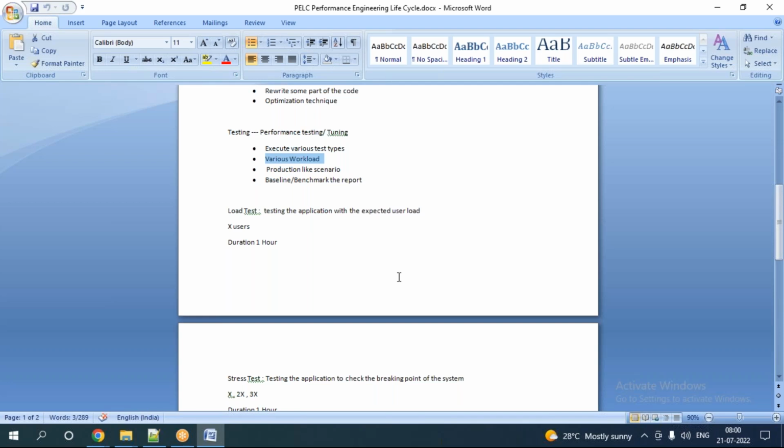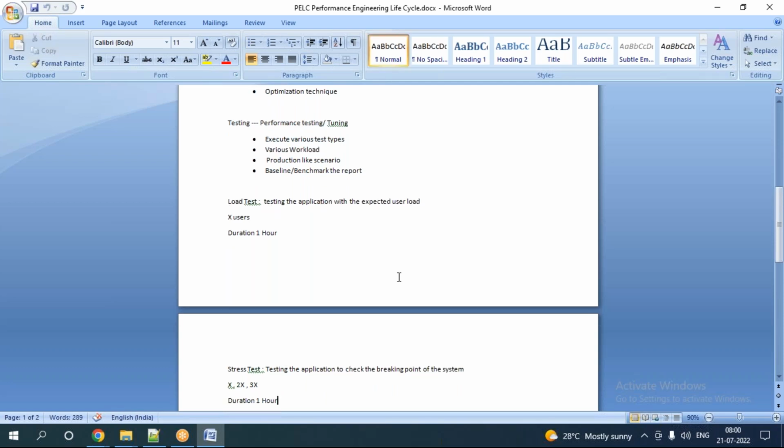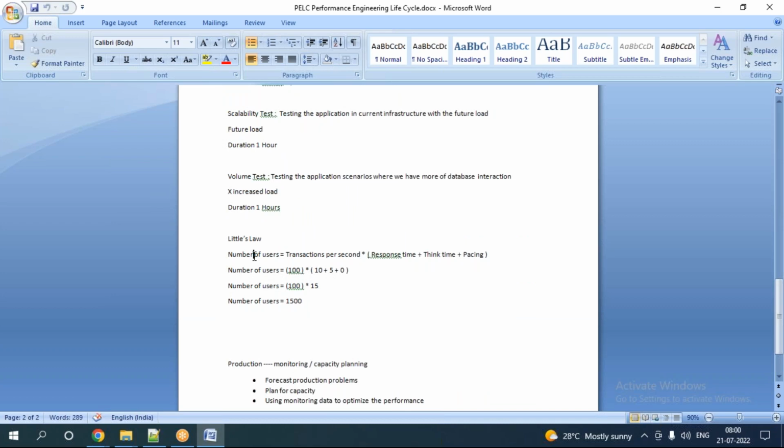In that line item, try to learn about Little's law. How many of you are already aware of Little's law, and are using it in your organization? Little's law: number of users equals transactions per second into response time plus think time plus spacing. This formula. Nobody is using it. We usually use the existing scenario and set up a new scenario with the existing one. We did not get a chance to. Good to know, Meena.